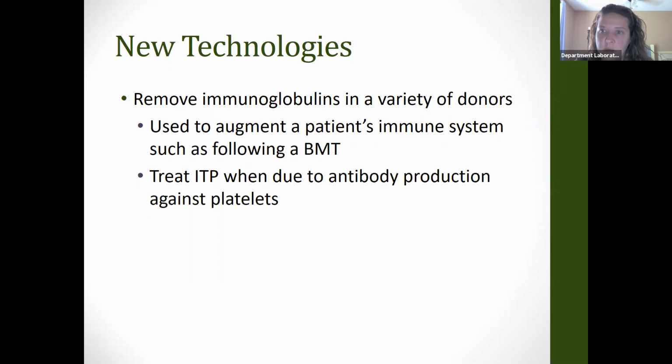Like we talked about, you can use apheresis to remove immunoglobulins, such as in Waldenstrom's or multiple myeloma. You can also use it to augment a patient's immune system following an allo bone marrow transplant. You can treat ITP when the patient has an antibody against the platelets, so try to remove that antibody by taking out the patient's plasma.